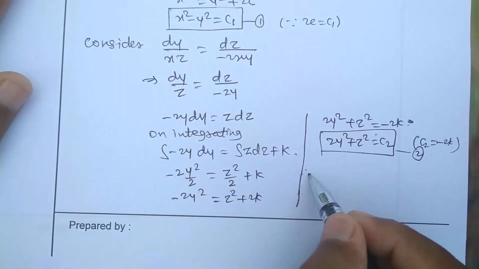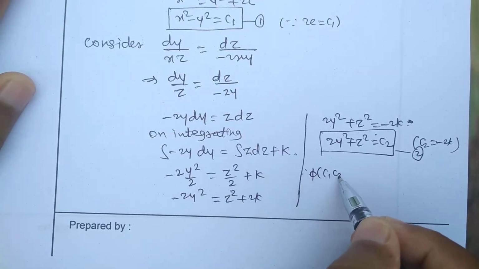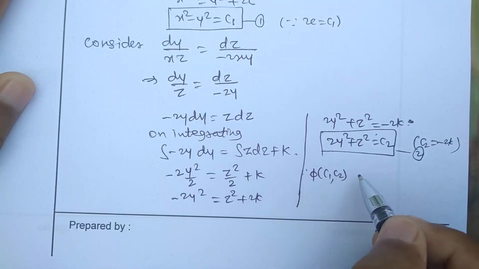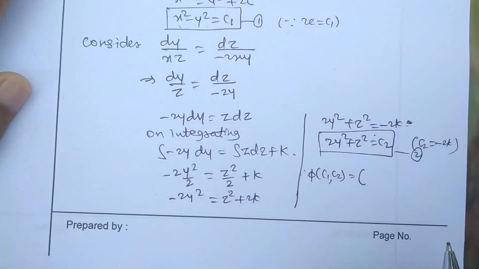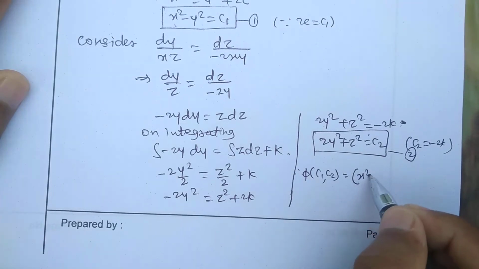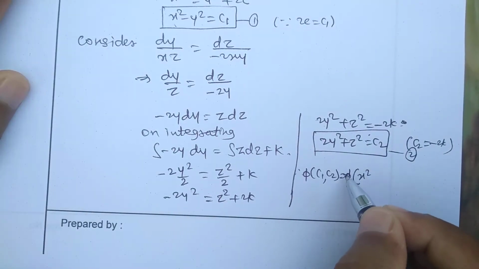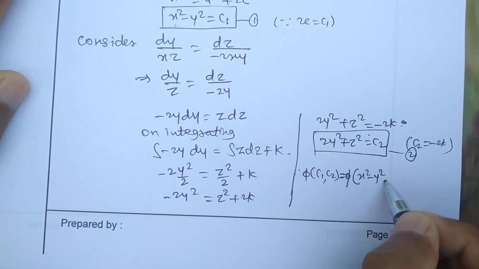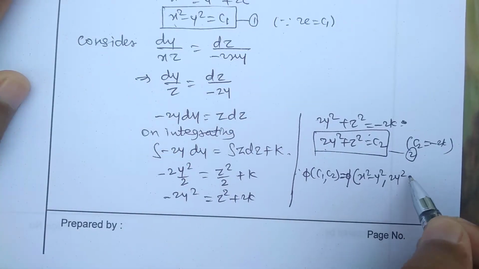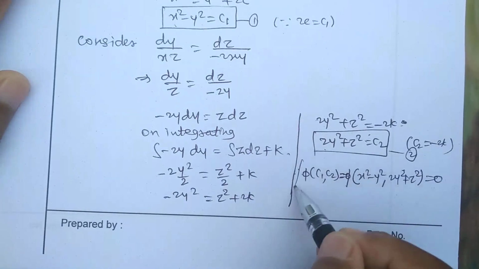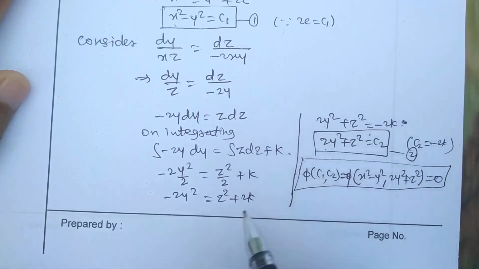Therefore we can write the final answer as phi of c1, c2 equals 0. That means phi of x square minus y square, comma 2y square plus z square equals 0. This is our final answer.